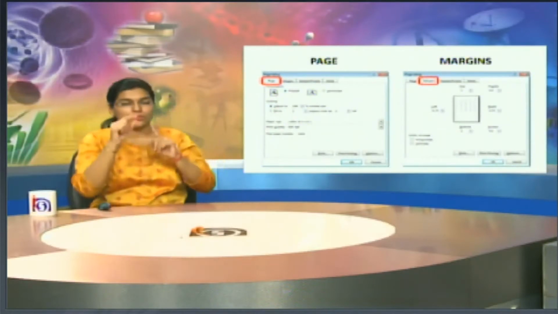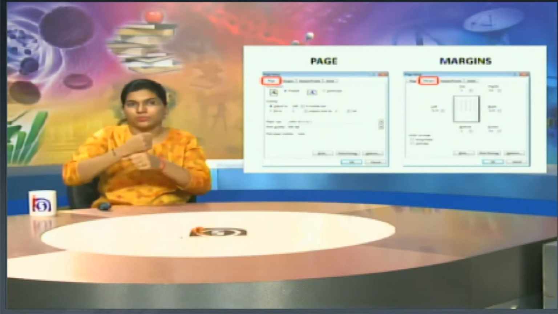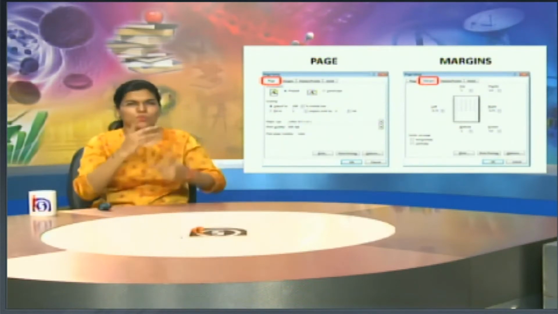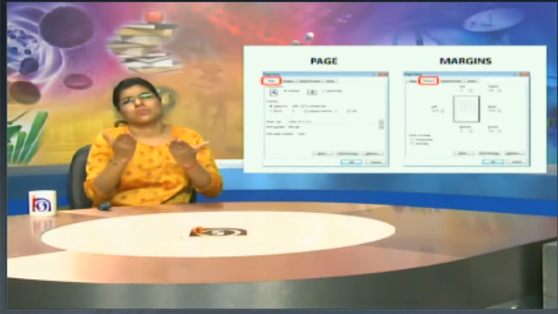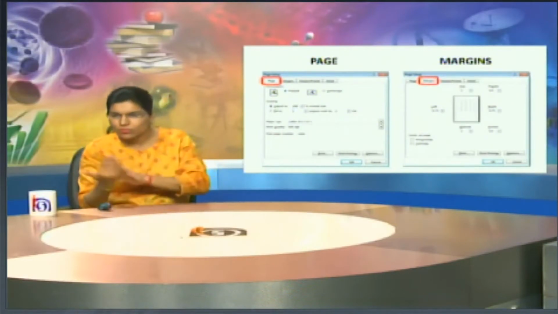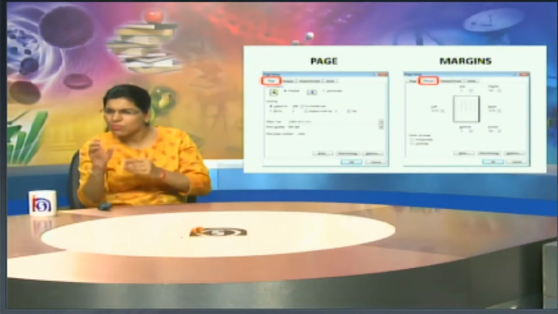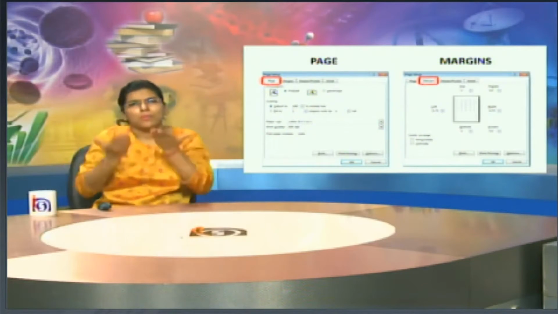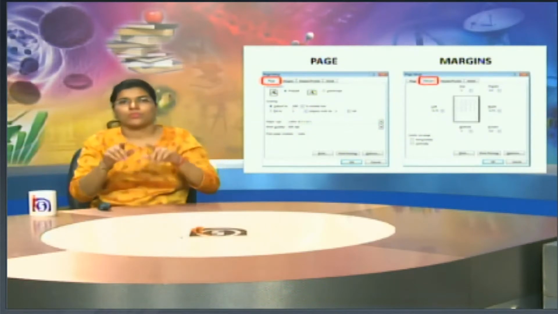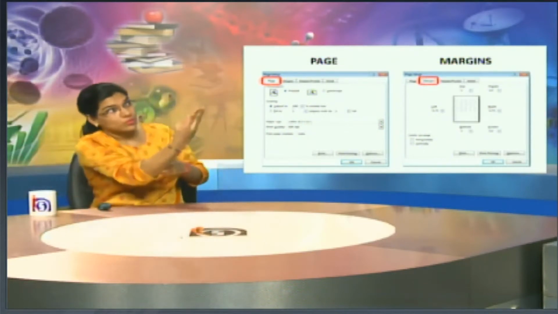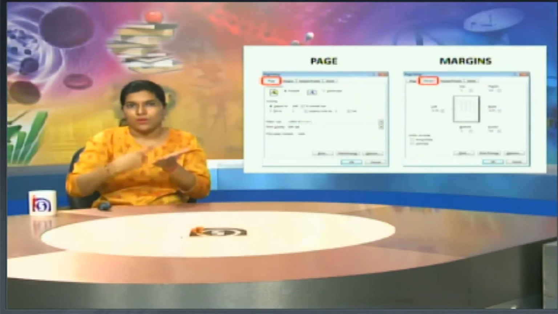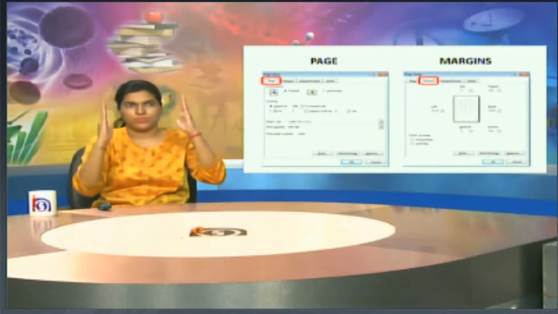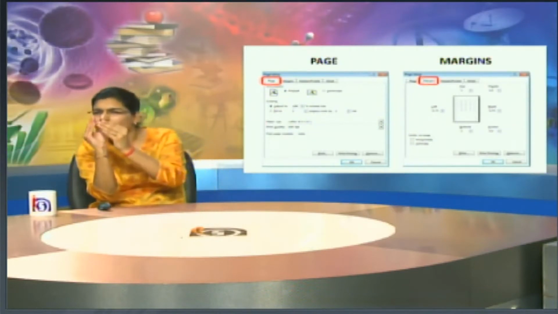You can see on the screen, there are two pictures, the first picture is page. There you can select how you would like to take the printout, in a portrait form or a landscape form, in horizontal or vertical method. And the second picture is of margins. Margin is used for making changes.